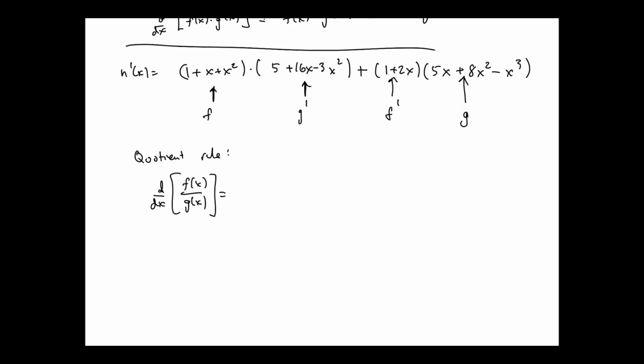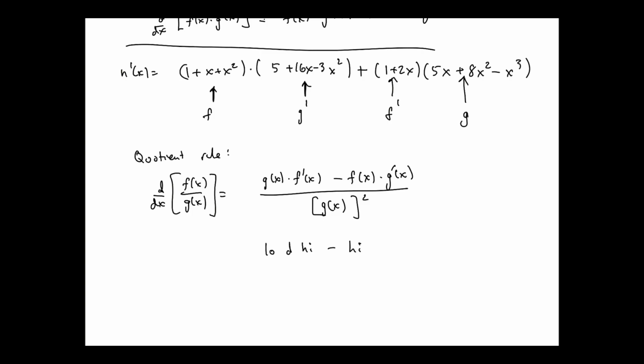All right, so if I've got one function over the bottom, it's going to be the bottom function times the derivative of the top function minus the top function times the derivative of the bottom function, all over the bottom function squared. And here's maybe an easy way to remember it. You're trying to take the derivative of high over low, right? So it's low-d high minus high-d low all over low squared.